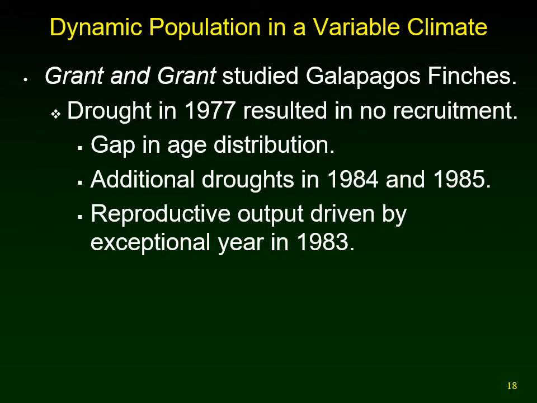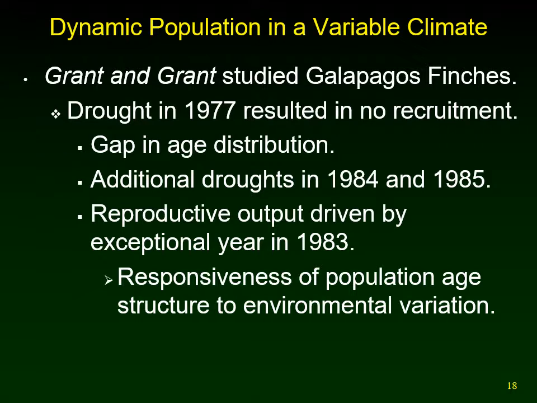On the other hand, there was a great year in 1983, and this led to higher reproductive output, or a lot of finches born during that year. So essentially, if it's a good year, that kind of makes common sense here. If it's a good year, then there's going to be a lot of organisms born, whatever is good for that organism. And if it's a bad year, then there won't be as many of that organism born. The responsiveness of population age structure to environmental variation just shows us that how many of the organism there are at different ages corresponds to the environmental condition.